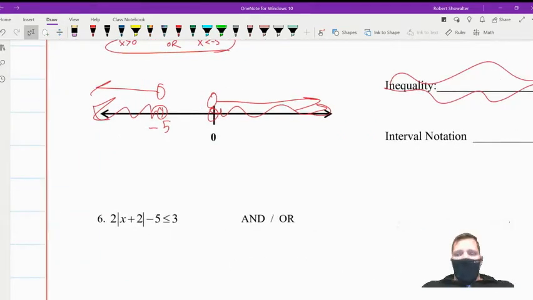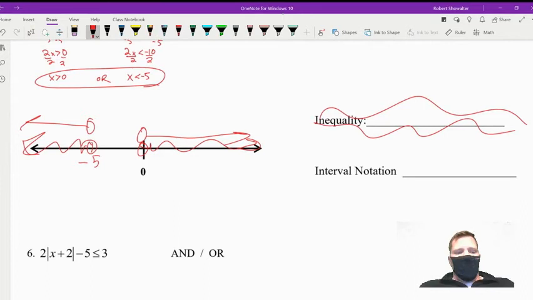All right, that would be our graph. In interval notation, far left would be -infinity. We get all the way to -5. And then there's a gap in it. So union, 0 to +infinity.